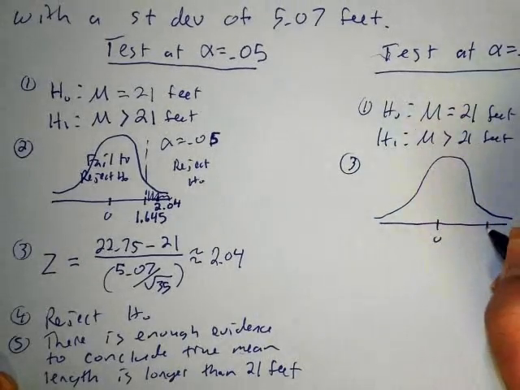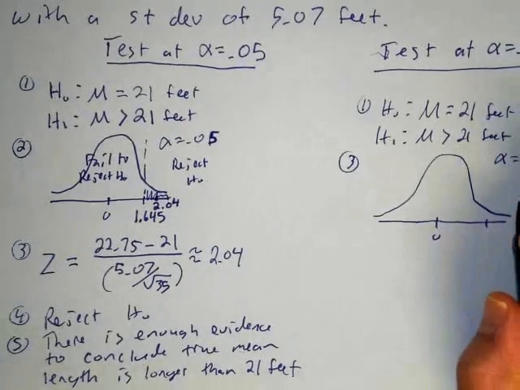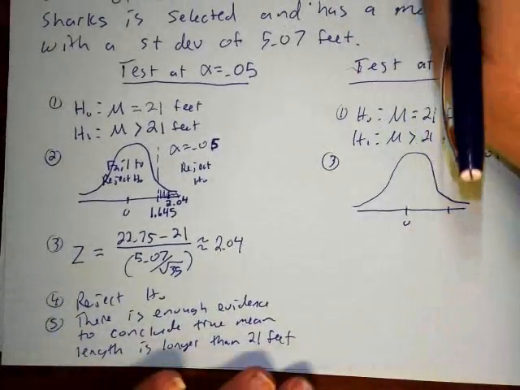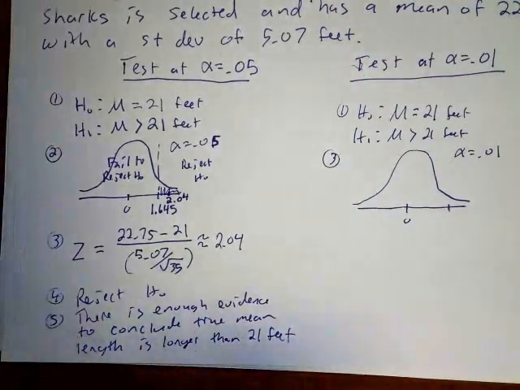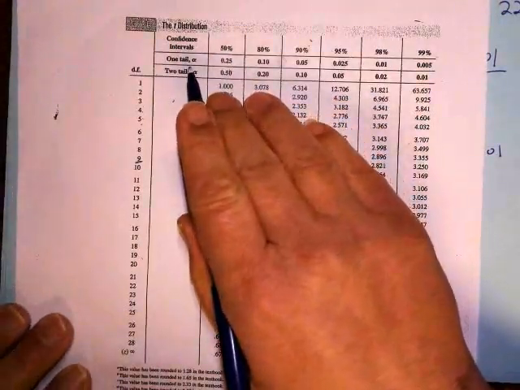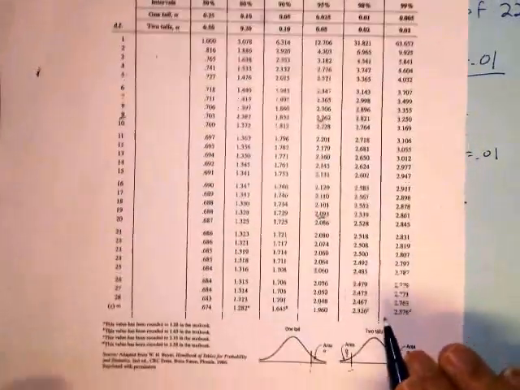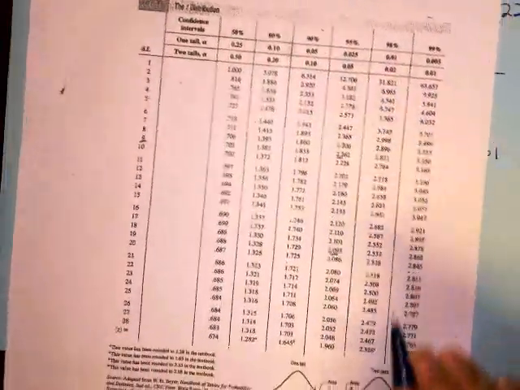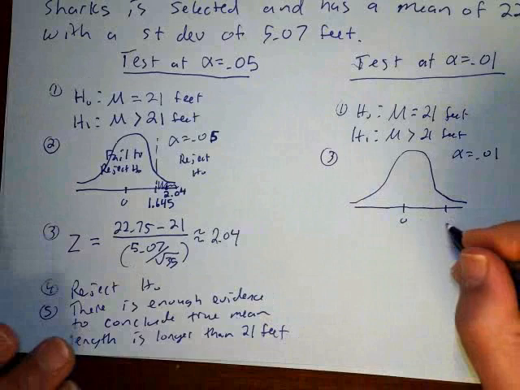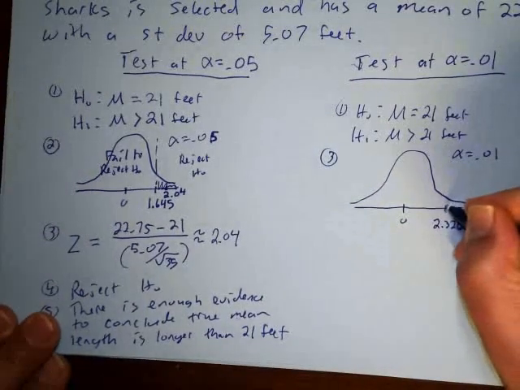In particular, my alpha is 0.01. That's a smaller alpha, which means the test is more significant. The smaller the alpha, the more significant the test. So I go to one-tailed alpha, 0.01, down at the bottom, and I get a critical z value of 2.326.